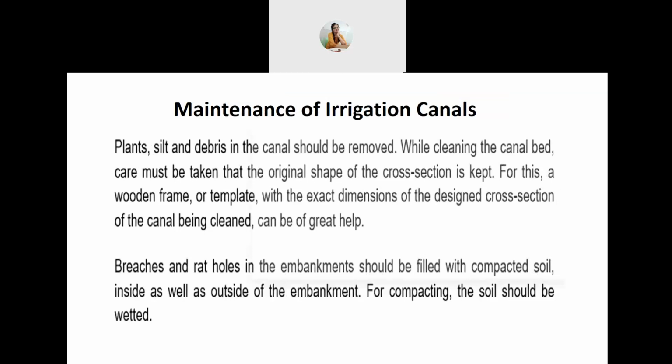While cleaning the canal bed, care must be taken that the original shape of the cross-section is kept. For this, a wooden frame or template with the exact dimensions of the designed cross-section of the canal being cleaned can be of great help. Breaches and rat holes in the embankments should be filled with compacted soil, inside as well as outside of the embankment. For compacting, the soil should be wetted.